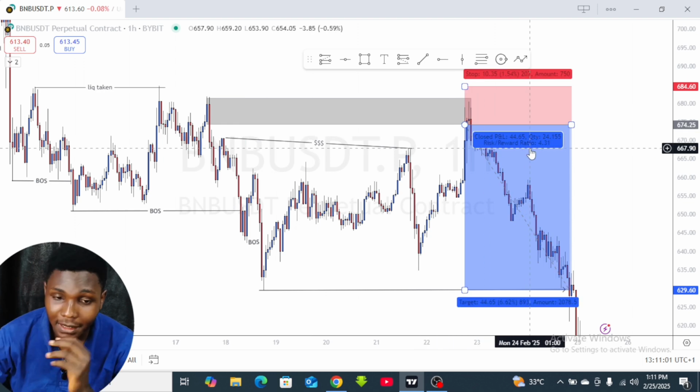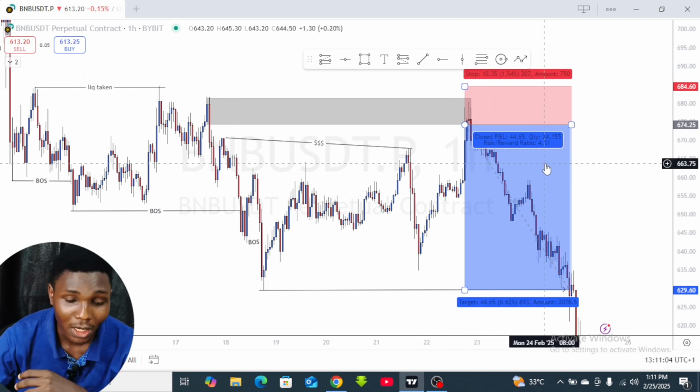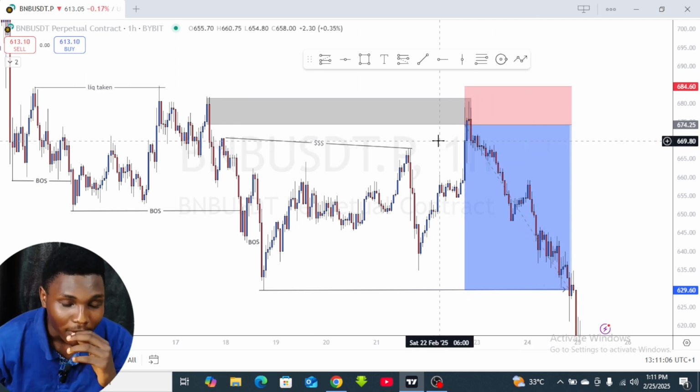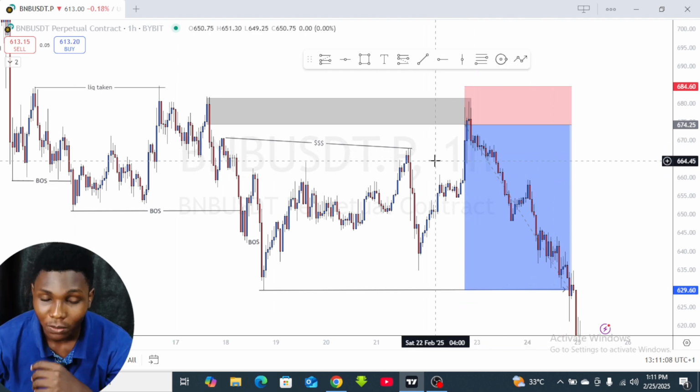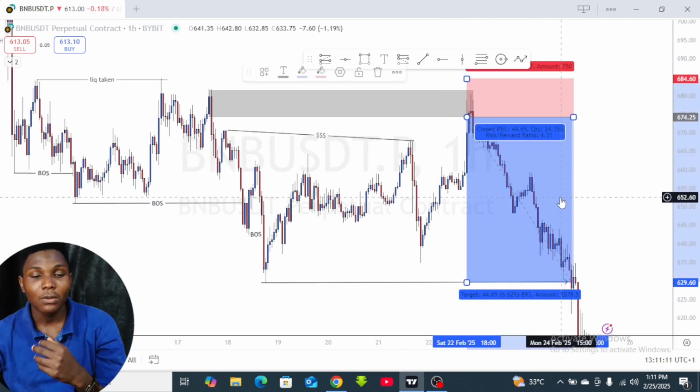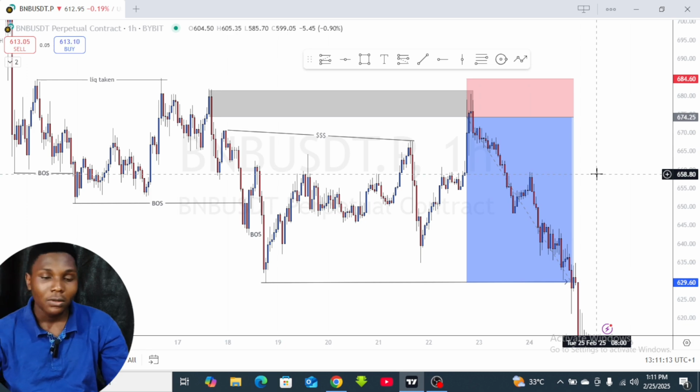our supply. On the right here, this was where I took my entry, and this was where I also called the trade on my signal group. And you can see that we triggered this trade and we moved straight down to TP. This was a 1 to 4.3 risk to reward, which worked.